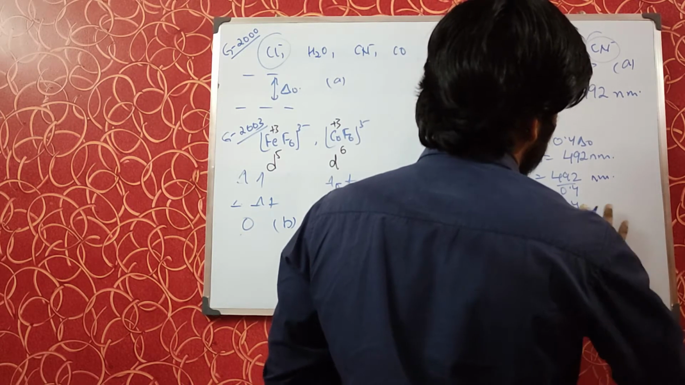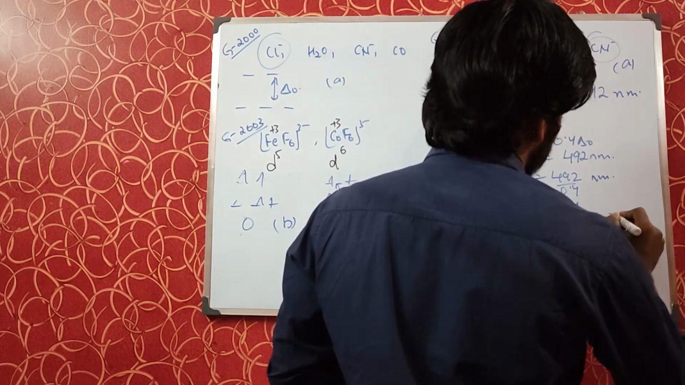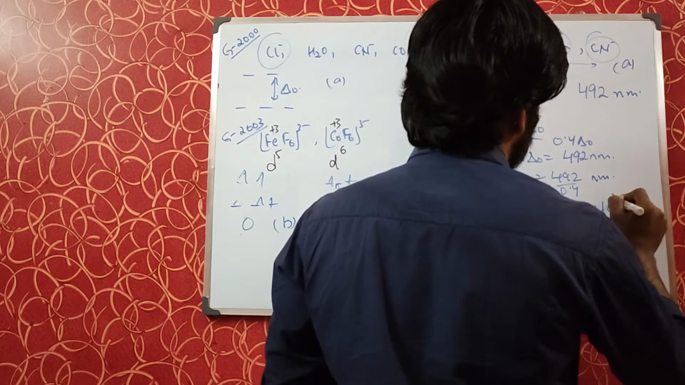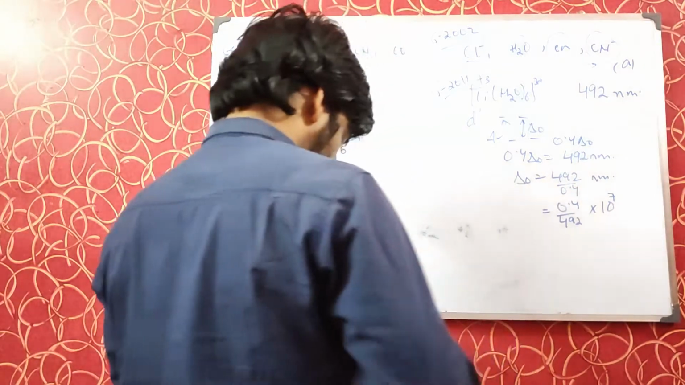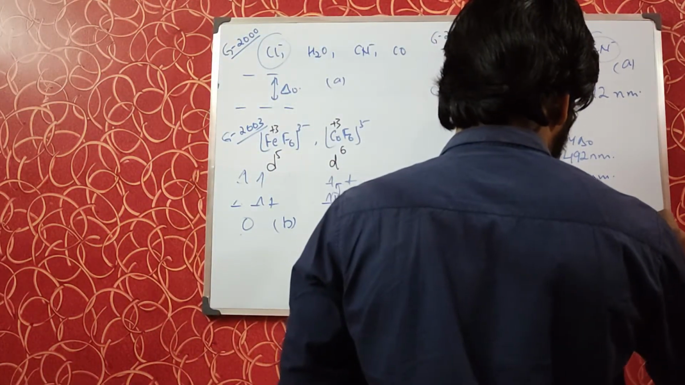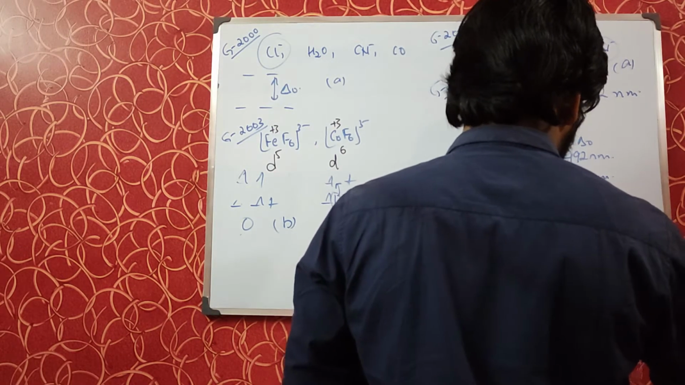For centimeter, this will be 10 power minus 7, which goes up 10 power 7. This should, if I'm not wrong, be 8130, which is given in your option number B.